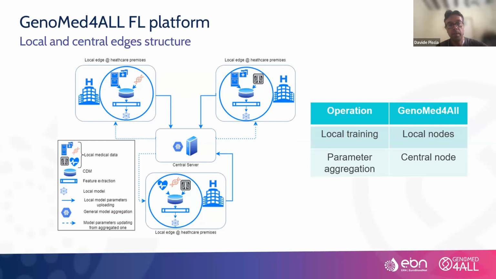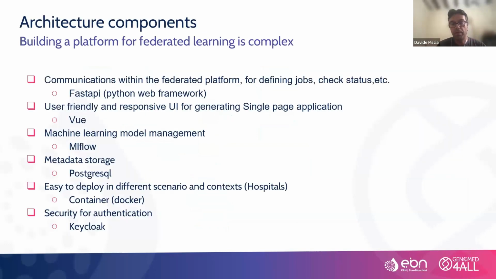Then each hospital, each local age, has its own data set, which shares the same common data model as Vincent explained. But the content of the data set is different. So the same model is trained on different data sets, and then all the results are gathered together. On the central server, there is some processing occurring, so aggregation, quality checking, and then it's sent back again to the hospitals.